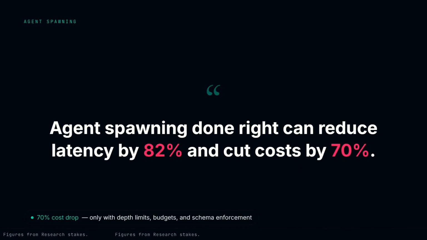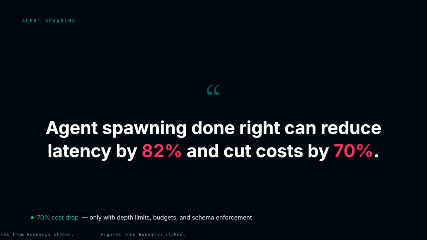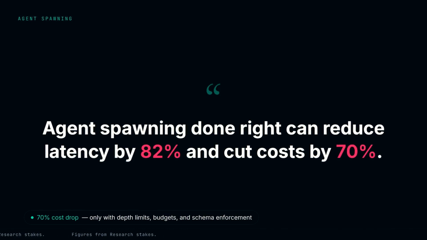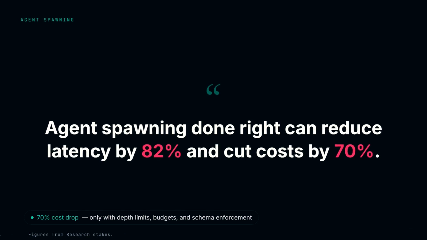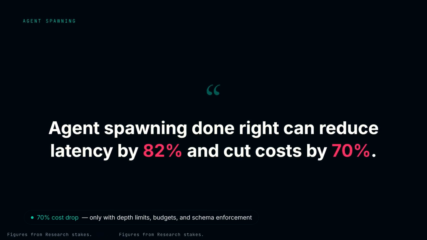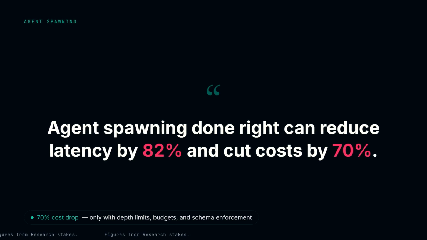Agent spawning done right cuts latency from 45 seconds to 8 seconds and drops costs by 70%, while improving reliability. Done wrong, it's a runaway process that hemorrhages money with worse performance than a single agent ever had. The difference is explicit budget limits, depth caps, schema enforcement, and knowing which tasks actually decompose.